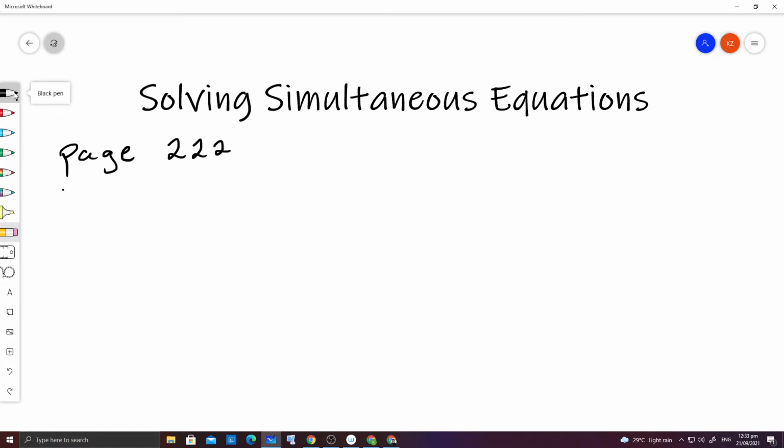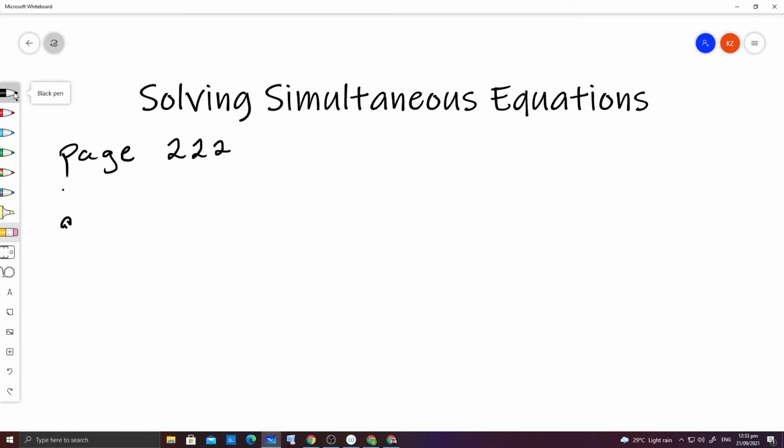Okay, let us answer number 1. When we say simultaneous equations, it means that the values of x and y are the same in two equations. You can see some examples on page 222, exercise 13I. Now let us have some examples. Solve each of these pairs of simultaneous equations.